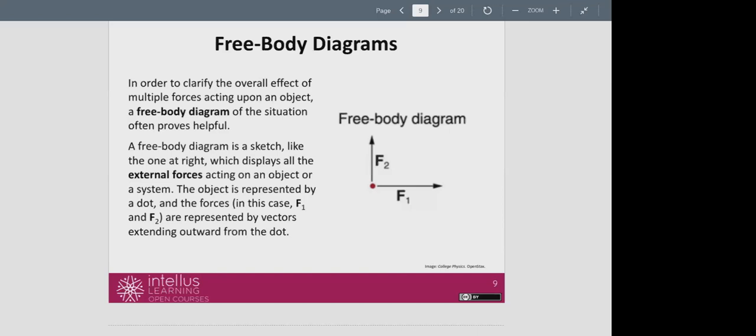So you will have to draw free body diagrams, though there will be simple ones, to help you visualize the forces acting on an object.